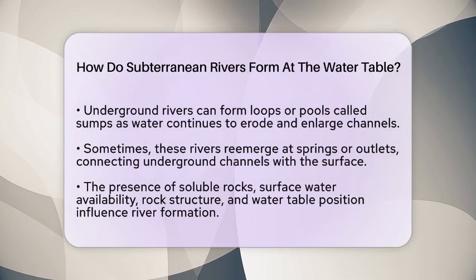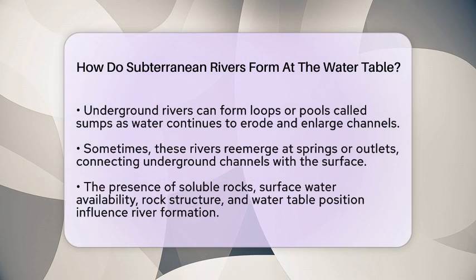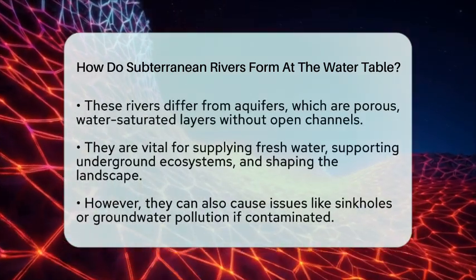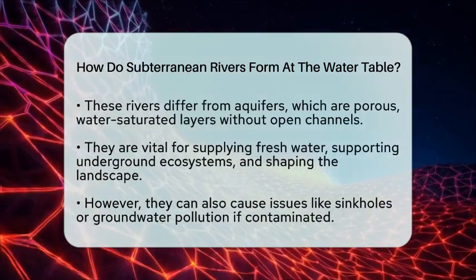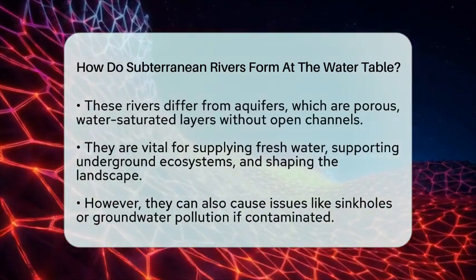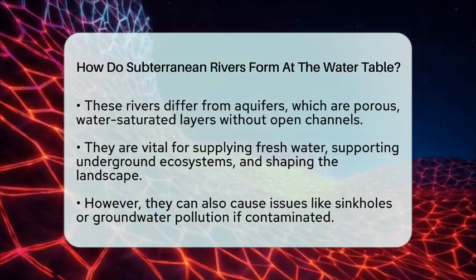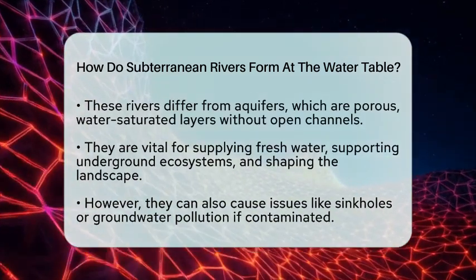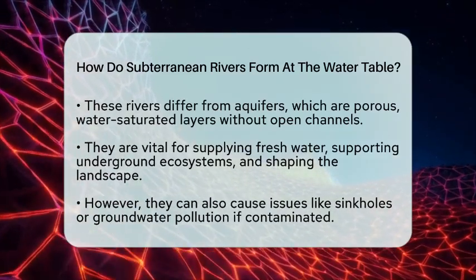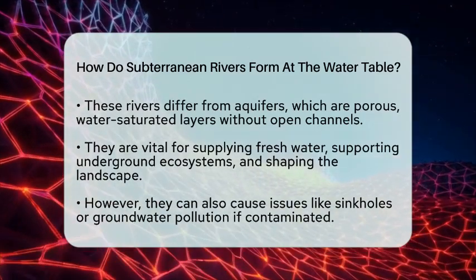Subterranean rivers are different from aquifers, which are porous layers of rock or soil saturated with water but without open channels. These rivers flow in open conduits or caves within the saturated zone, making them unique. They are important because they supply fresh water to springs and wells, support underground ecosystems, and shape the landscape. But they can also cause problems like sinkholes or groundwater contamination if pollutants seep into these underground channels.